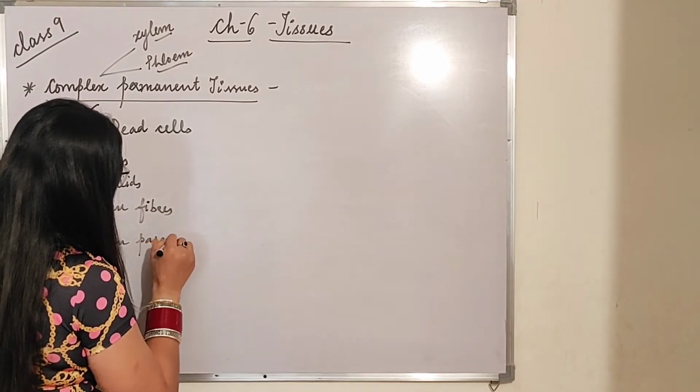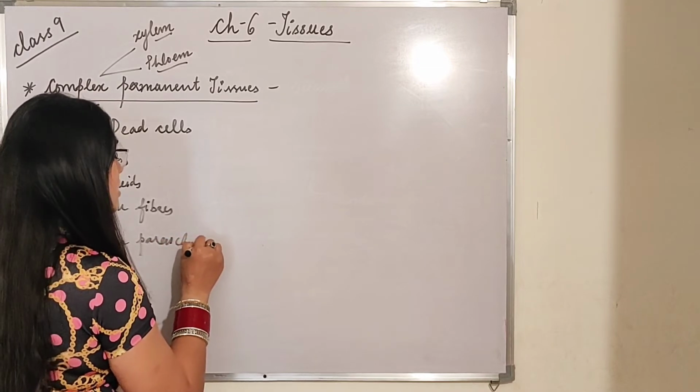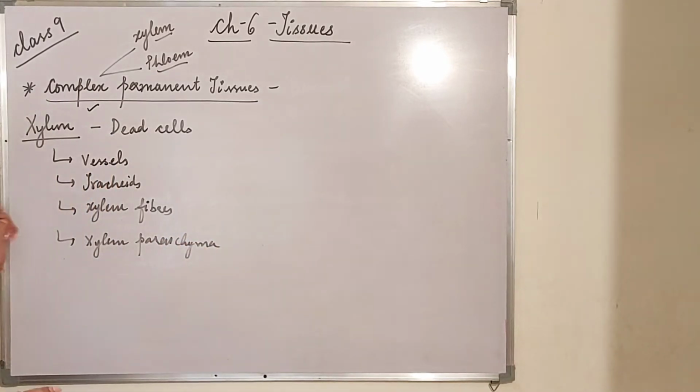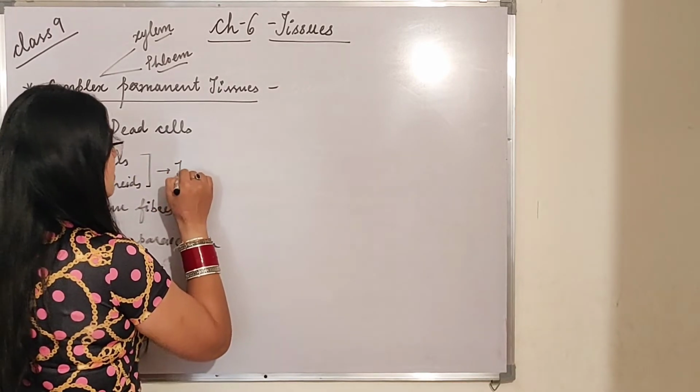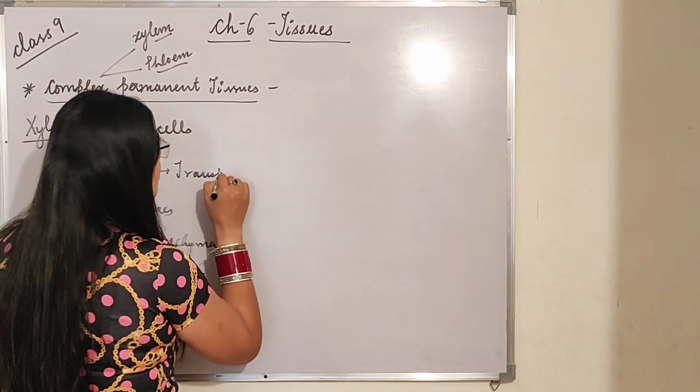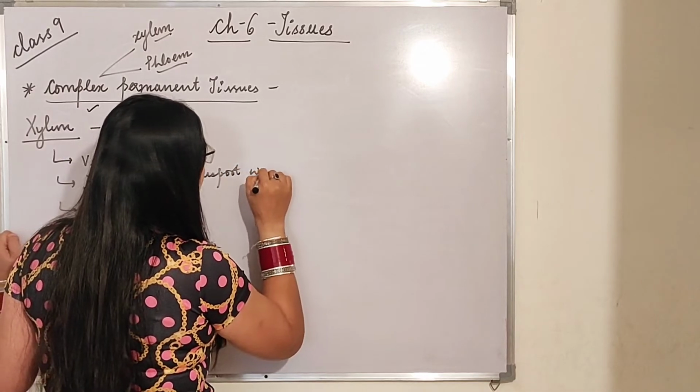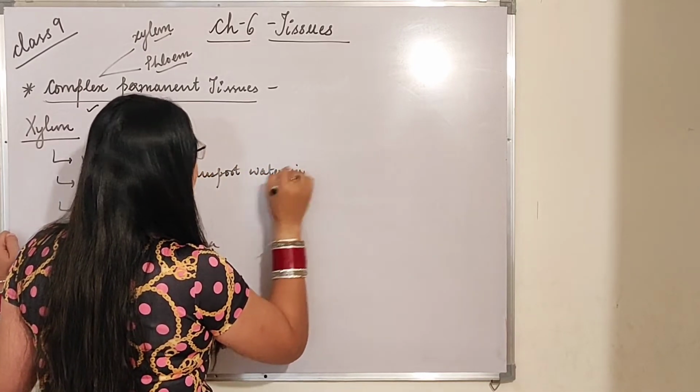Xylem parenchyma. These are the four types of cells which are present in the xylem. So the main function of tracheids and vessels is that they help in the transport of water in the vertical direction. These two transport the water in the vertical direction.